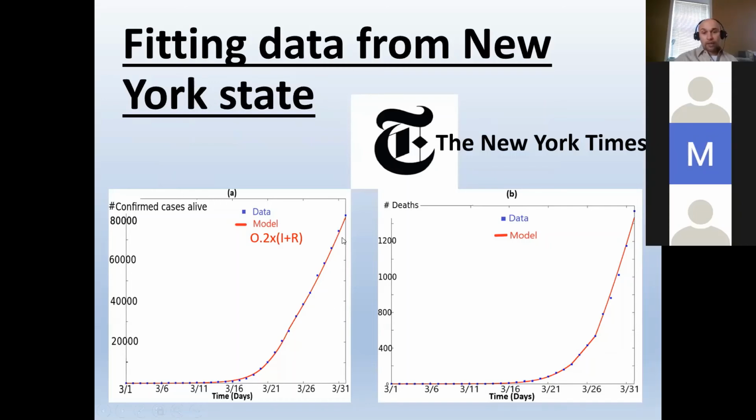So in blue, it's the real data. So in blue, it's all the people who are known to have gotten COVID-19 between March 1st, 2020 and March 31, 2020. So this is the confirmed cases alive.